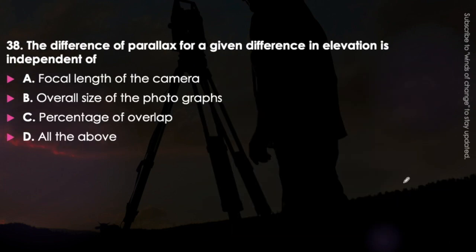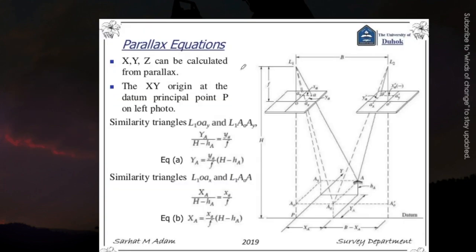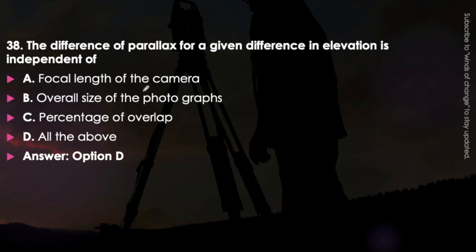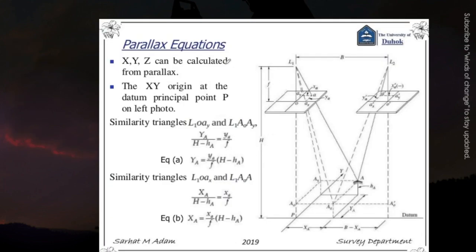Next question. The difference of parallax for a given difference in elevation is independent of focal length of the camera, overall size of the photograph, percentage of overlap, or all of the above. Just think about it. We are talking about the difference of parallax for a given difference in elevation. It will be independent of which? In this formula, which one will not occur? The answer will be option D, that is all of the above. In the formula of the difference of the parallax, we cannot see all these things. In the parallax equation, this is independent of the focal length of the camera, independent of the overall size of the photograph, as well as the percentage of the overlap. So it will be independent of all these three.